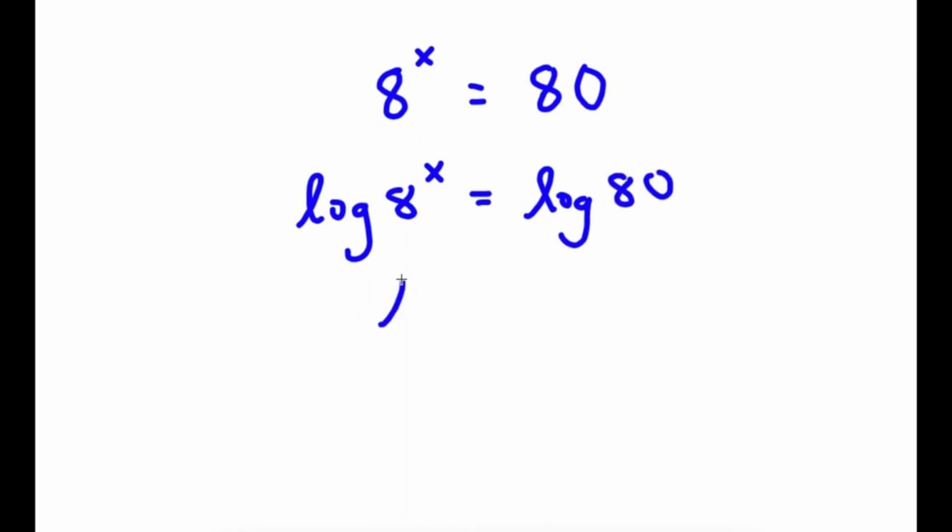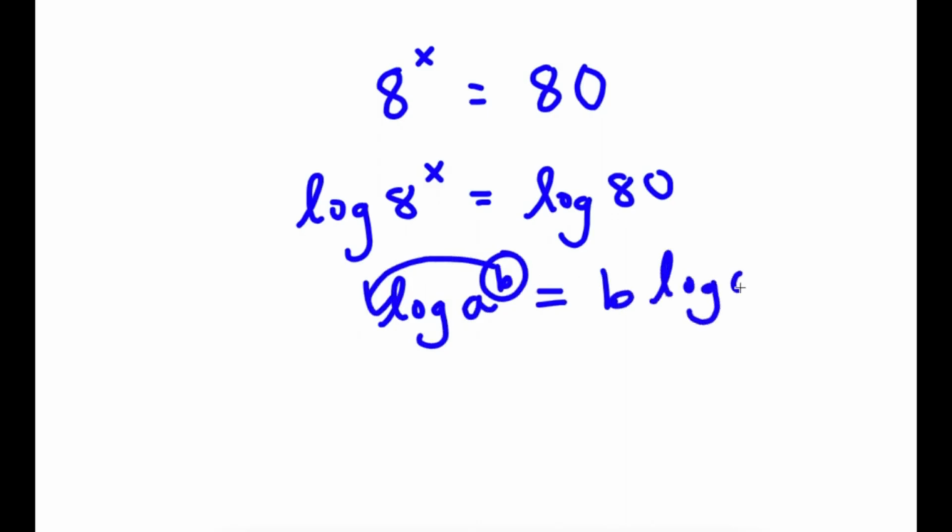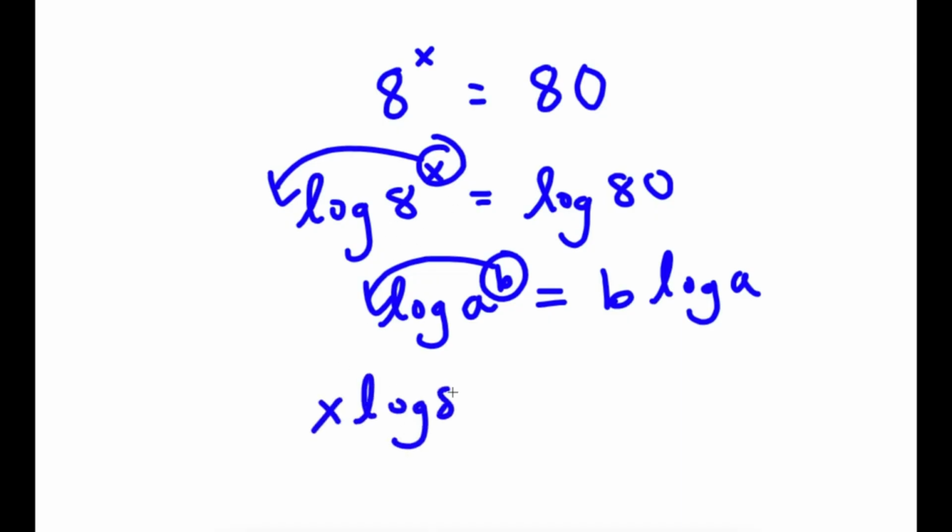Now if I have something in the form log a to the power of b, I can move this exponent b to the front. So this is going to equal b times log a. So in this case, I have log 8 to the power of x, so I can move x to the front. So now I have x times log 8 is equal to log 80.